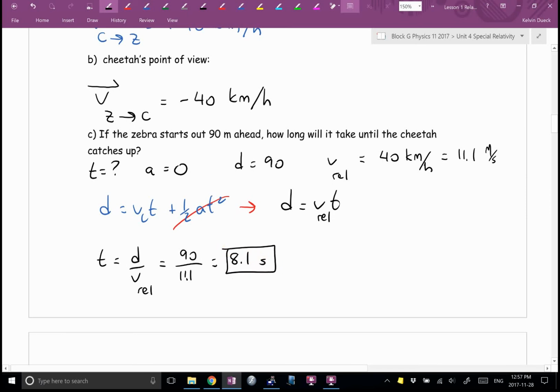If shelter is 8.2 seconds away, dead zebra. If shelter, Eli, you with me? Yeah, not looking at your phone or anything, are you?